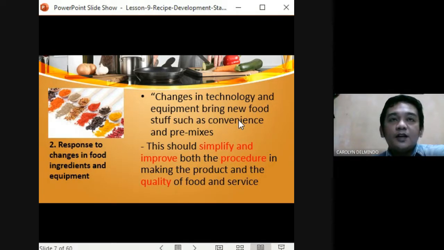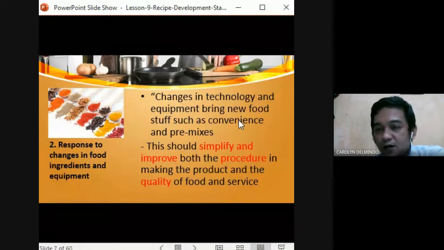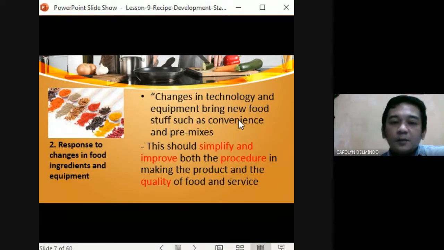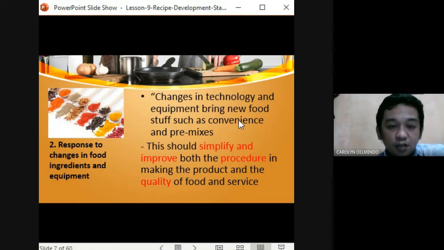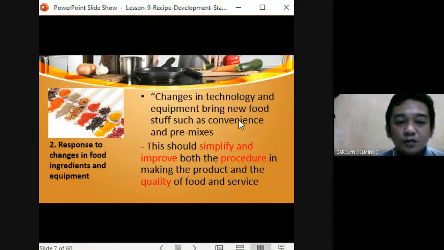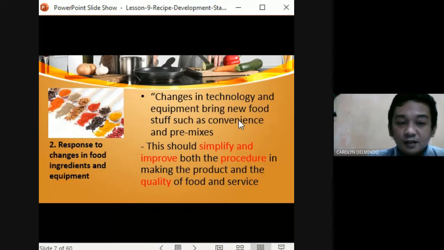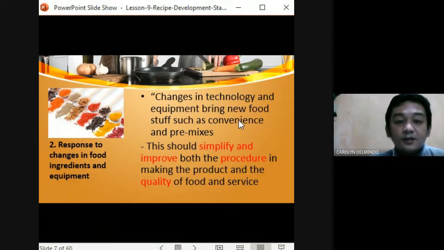Okay? Okay, another example is the process of siomai making. So, dati, ang siomai ginagawang mano-mano. Pero may gumagawa pa rin naman ngayon. Pero as of today, kasi may technology na tayo, pwede nang gawin ang siomai through machines or technologies without having too many process. Okay? Did you get my point? So, through using technologies and equipments, nag-response tayo dun sa changes sa paggamit ng mga ganun.